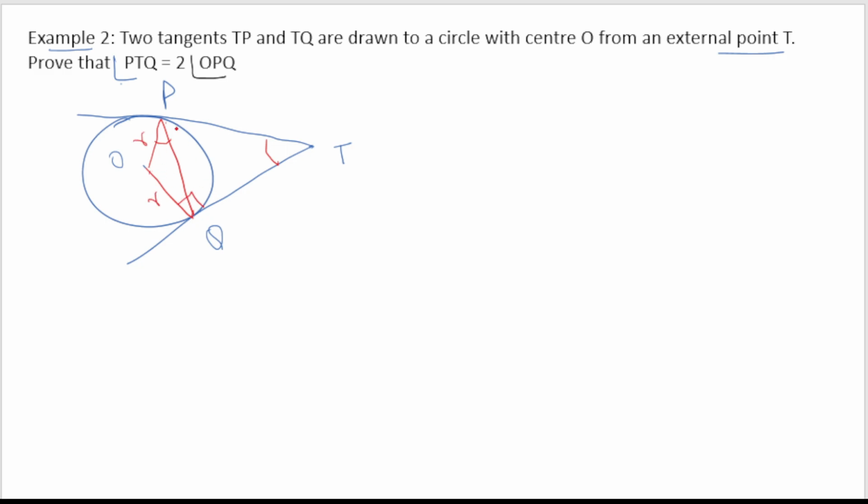And the tangent is perpendicular to the radius according to theorem 10.1. So angle OPT is equal to angle OQT is equal to 90 degrees. And OPTQ forms a quadrilateral, right? This forms a quadrilateral, and we will add all the angles in the quadrilateral.